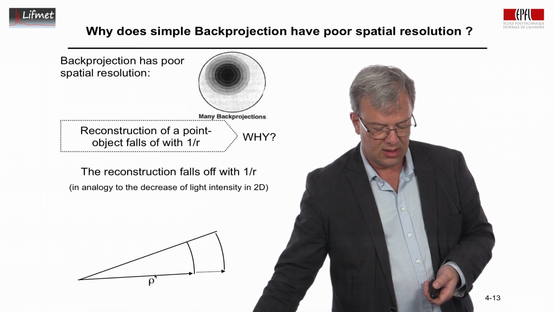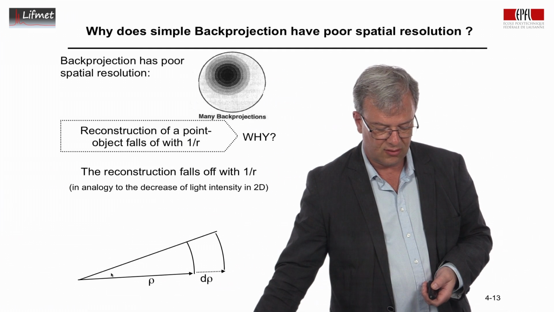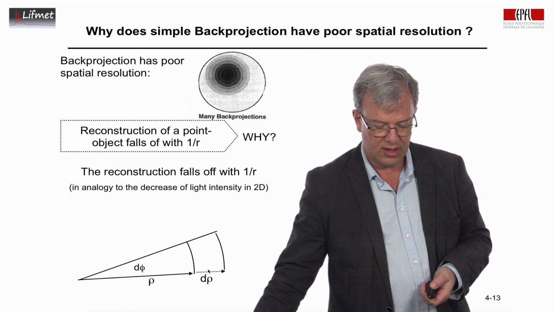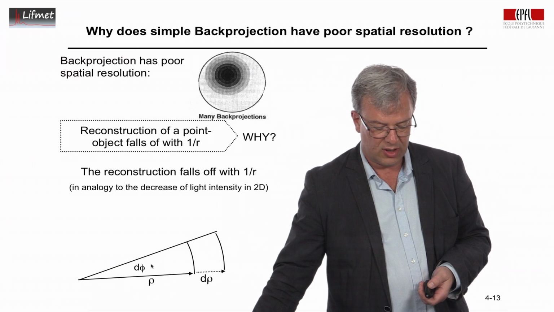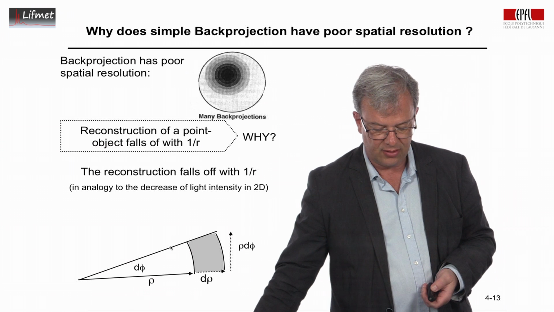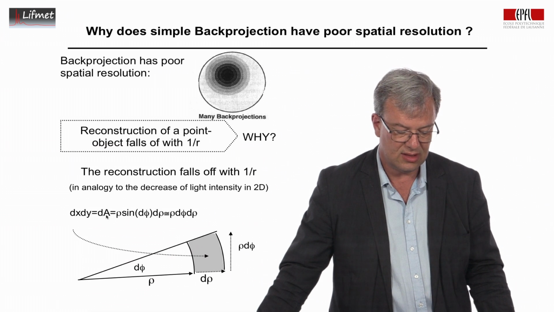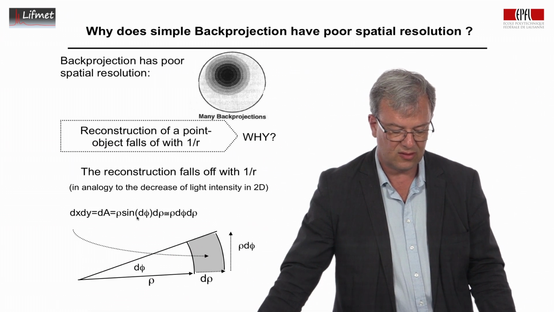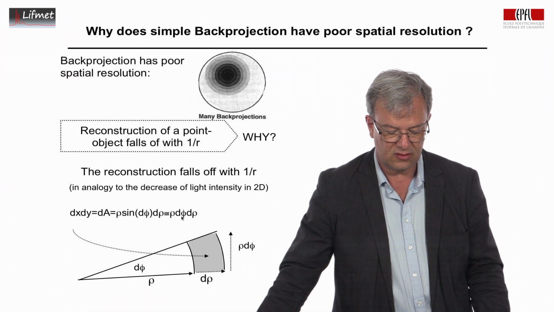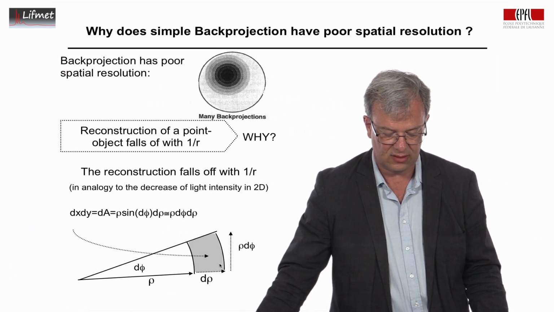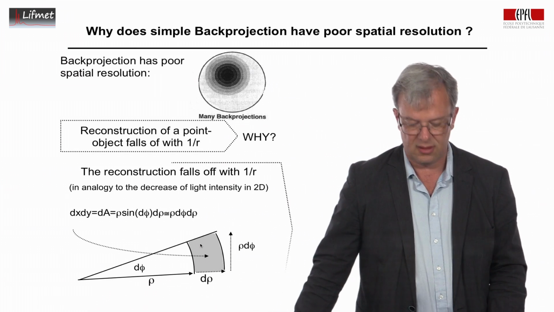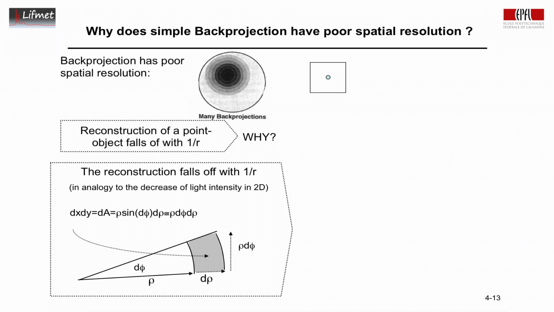So we're going to look at the coordinates in cylindrical coordinates here. We have rho, we have d rho here, we have a d phi, an opening of the angle, and so this dimension here is rho d phi. So this is giving us the area of our voxel here at this point. The area of the voxel is dx dy, that's the infinitesimal area dA. That's rho sine d phi d rho, or this is rho d phi times d rho, that's this times this. That's our voxel size here. So now we can take this approach here, and we'll see the reconstruction.